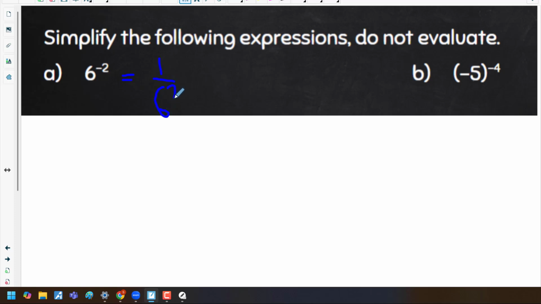Absolutely right. Good job. 1 over 6 to the power of 2. Thank you, Vivi. 2 is positive. And it says do not evaluate, so we're not going to go further than this at this point in time. What about B? Who wants to do B? Anyone? Except for obviously Ashant, who's already.